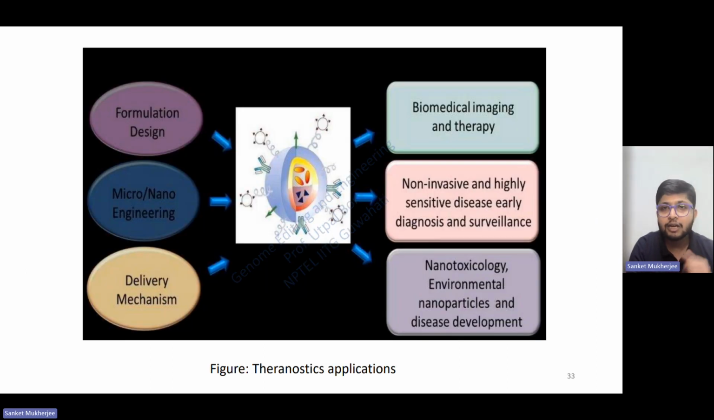So this is a schematic for theranostic applications. Formulation of the design, micro and nano engineering and delivery mechanisms is important for the therapeutic approaches, also for diagnosis, as a matter of fact. And then this could be applied for biomedical imaging and therapy. As I talked about the photothermal therapy already, then there is non-invasive and highly sensitive disease early diagnosis and surveillance. Then there is nanotoxicology, environmental nanoparticles, and disease development. So all these are applications.